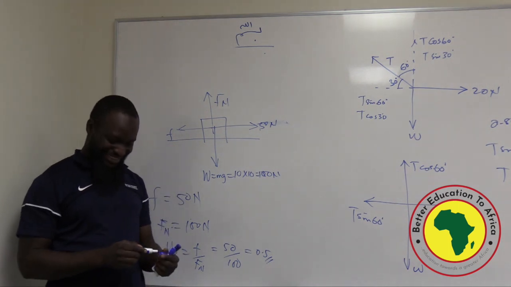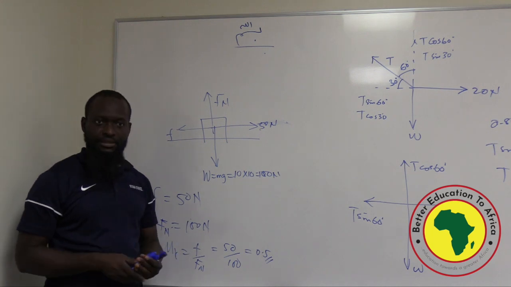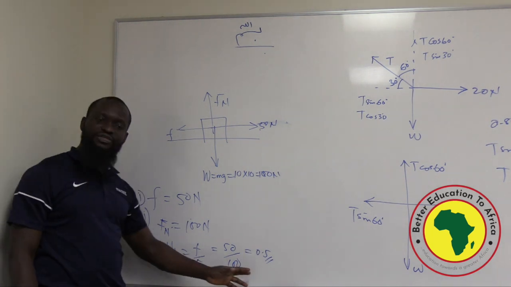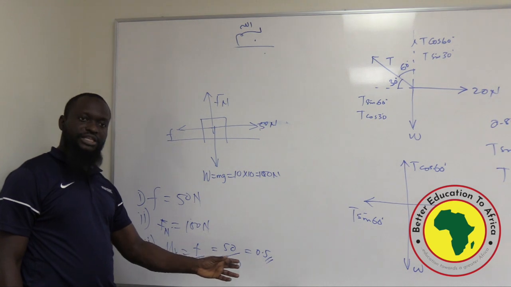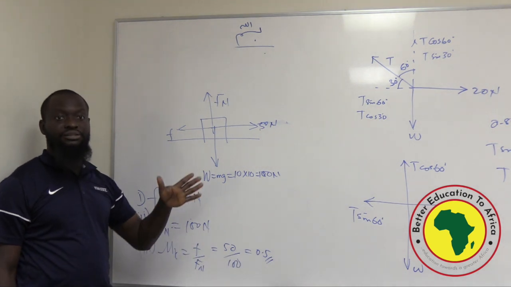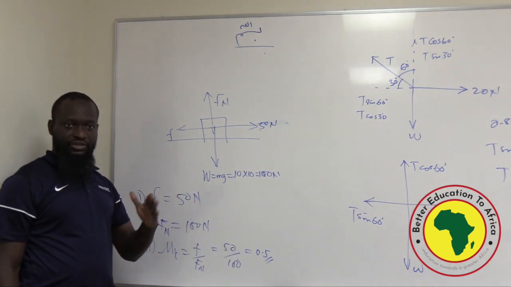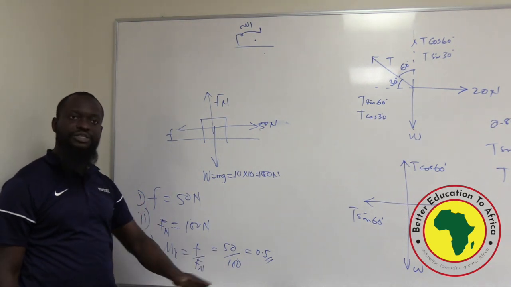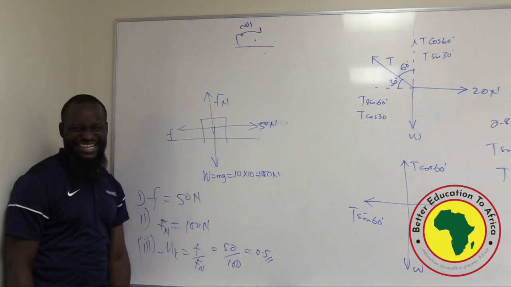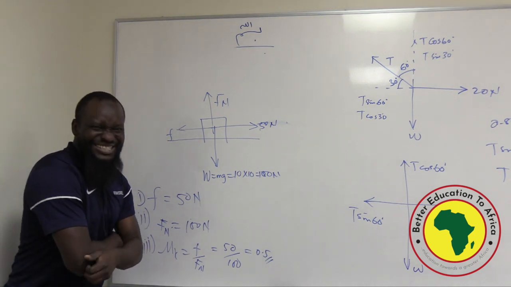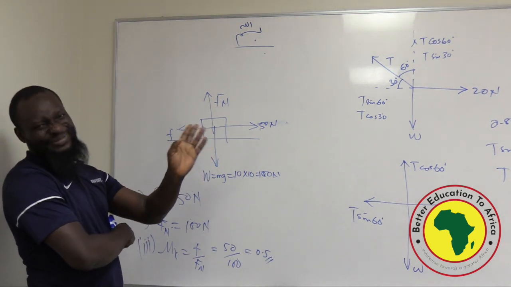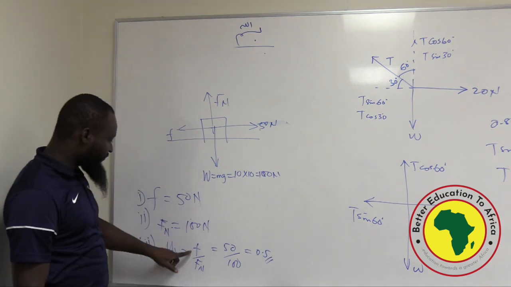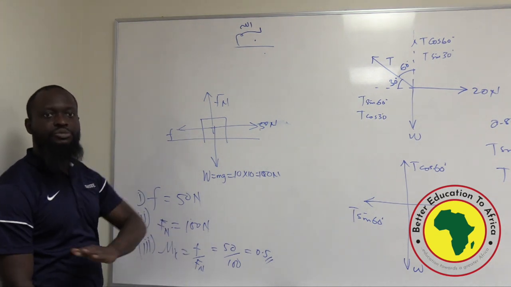What is the coefficient? We know how to get it, but why is it important? The coefficient of friction goes from 0 to 1; you can't get a coefficient of friction more than 1. If you have a coefficient of 0, it means there's no friction, so the surface is smooth. The rougher your surface, the more your coefficient of friction.